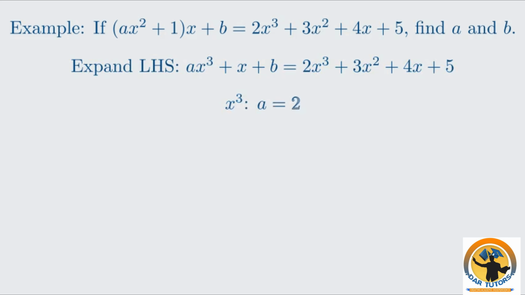Now we compare the coefficients of each power of x. For the x cubed term, we have a on the left and 2 on the right. So a equals 2. For the x squared term, there is no x squared term on the left, so its coefficient is 0. On the right, the coefficient is 3. This means 0 equals 3, which is a contradiction. This indicates that the original problem statement might have a typo, as these two polynomials cannot be equal for all values of x. Let's use the example from the textbook's worked example 3.2, which is solvable.